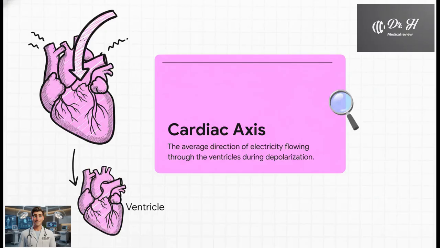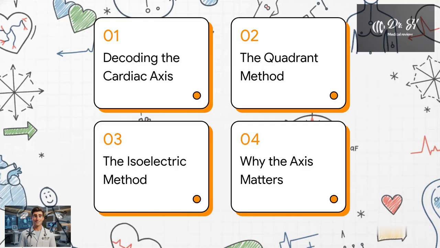Well, think of it as the main highway, the average direction that electricity flows when the heart's main pumping chambers, the ventricles, squeeze. Now, because the left ventricle has the massive job of pumping blood to the entire body, it's the biggest, most powerful muscle in the heart. It's the powerhouse, right? So it makes sense that the normal electrical flow, the axis, points right at it, down and to the left.